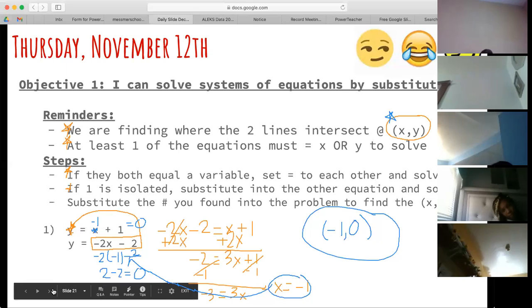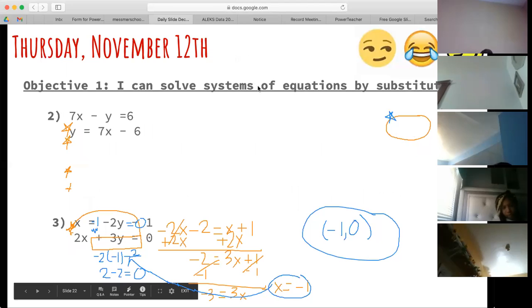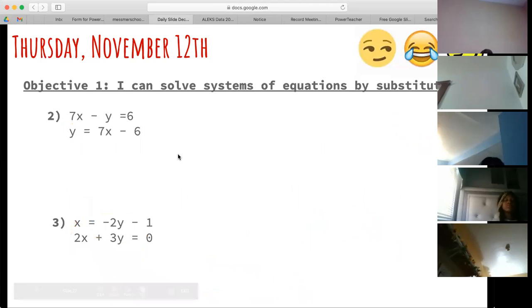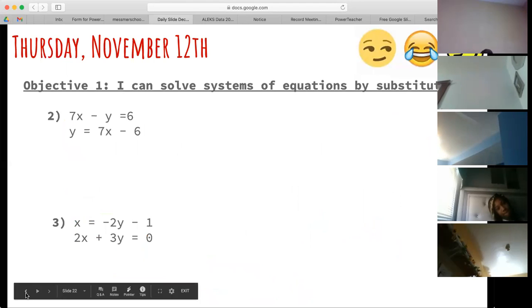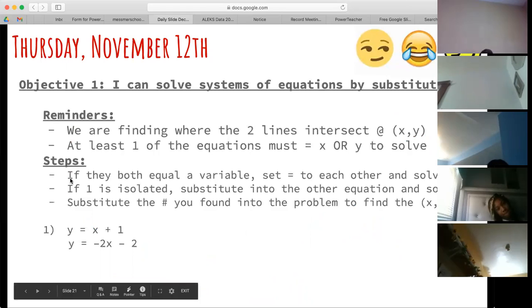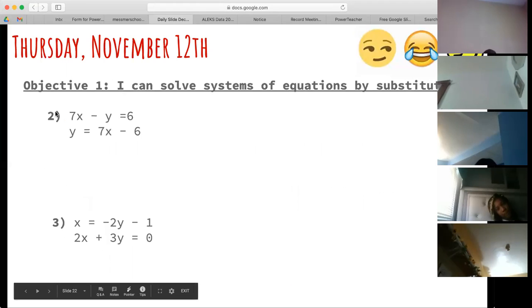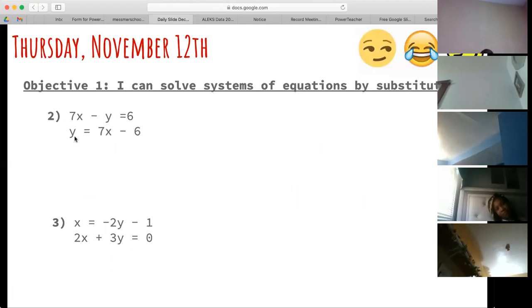Okay, clear this out. Okay, number 2. So back on the steps, the first step was if they both equal the variable, set them equal. So you can see here in example number 2 that we only have one of the variables isolated. See how the top one is not isolated, but the bottom one is. That's okay. We're just going to do a different type of substitution. We're still going to substitute. It's just that we can't just set them equal to each other.